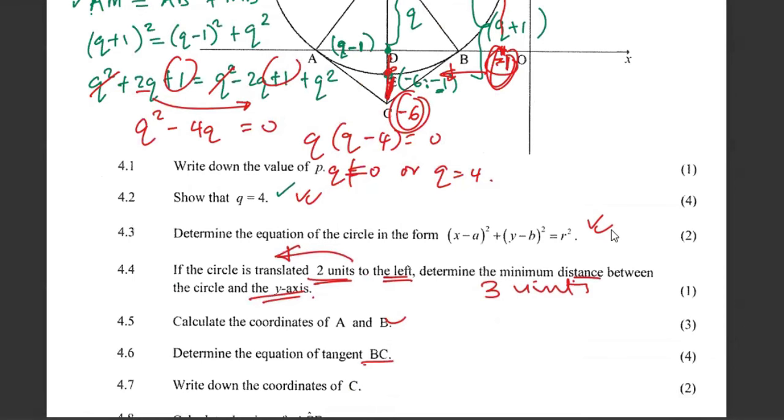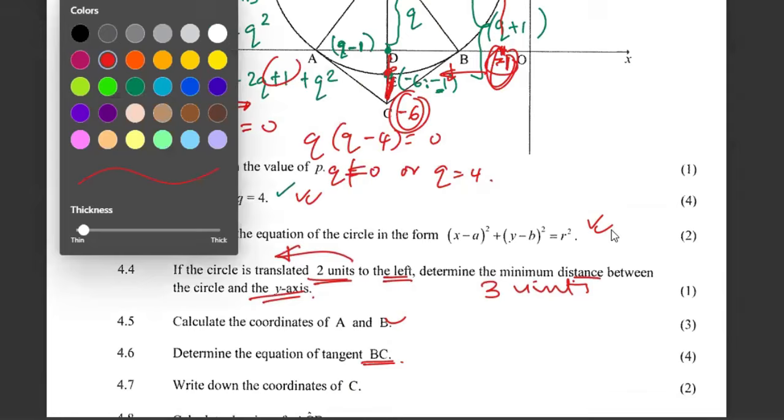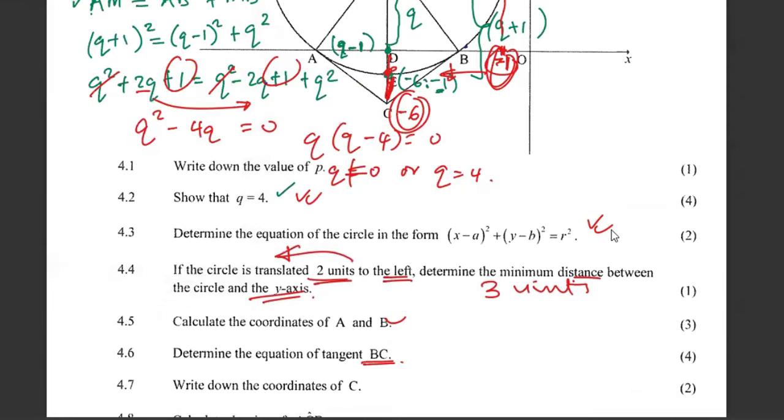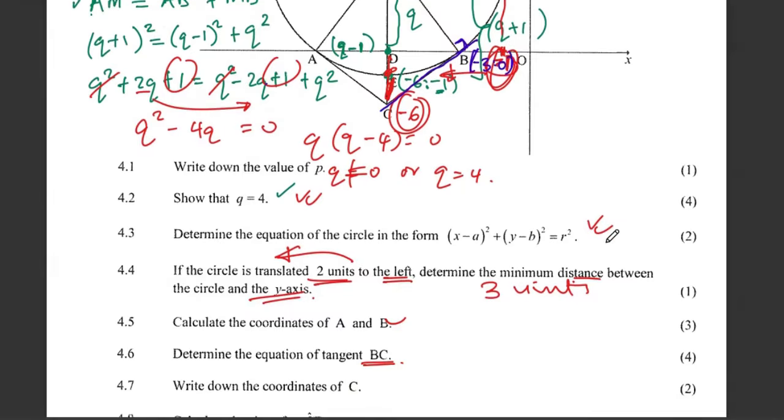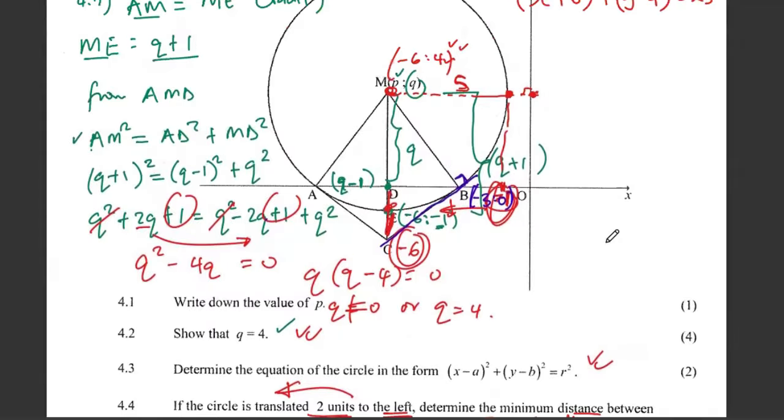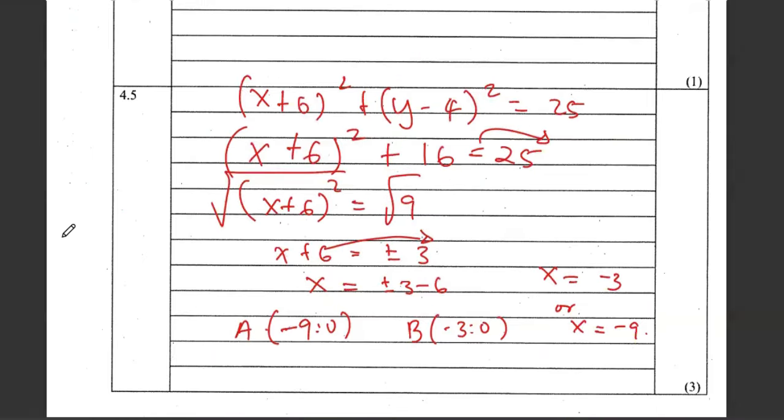Determine the equation of the tangent BC. Now, what we know about BC is that it's a tangent, yes. But the tangent and the radius must be perpendicular. So what I need, this is negative 3 and 0. Okay. I need to find the gradient of this line. So let me jot it this side.